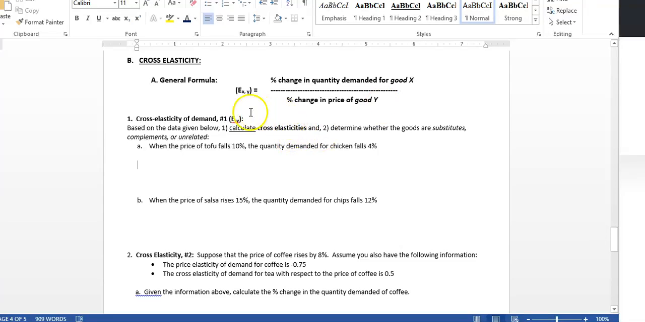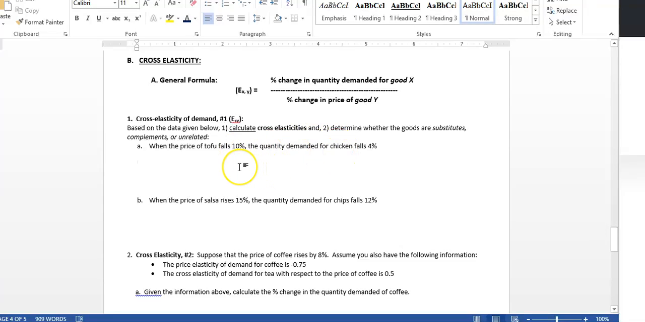And in these problems, we're going to calculate cross-elasticity, and then figure out, based on our answer, are the goods substitutes or complements? Or if you got an answer of 0, they would be unrelated. All right, so here's our general equation. Cross-elasticity is the percent change in quantity demanded of good X divided by the percent change in the price of good Y. So the first step is to calculate the cross-elasticity between X and Y.